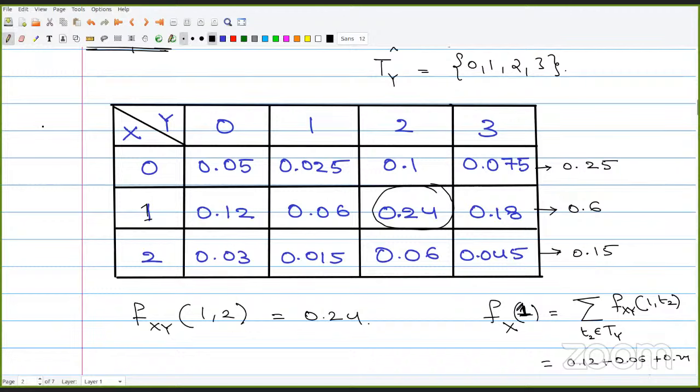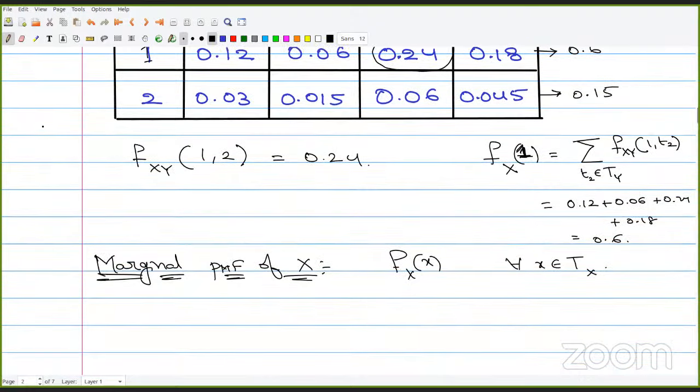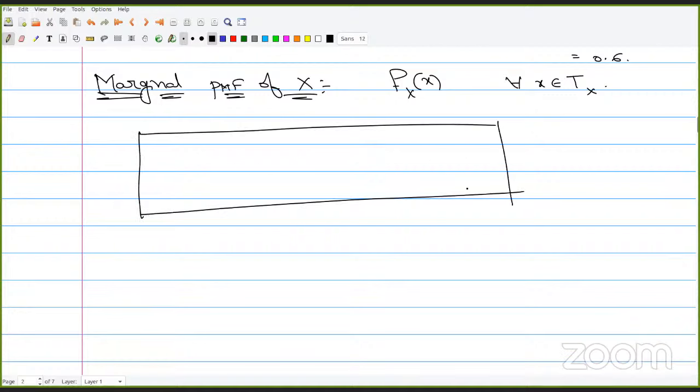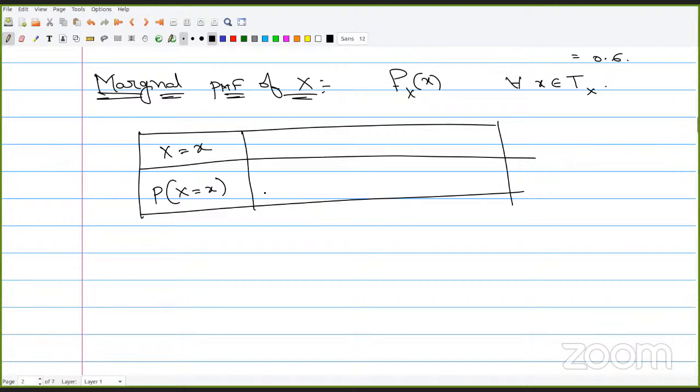Okay. So what will be the marginal PMF of X is this. So this is the marginal PMF of X, the probability that X takes x. Marginal PMF is nothing but the individual PMF of X. X takes 0, 1, 2 with probabilities 0.25, 0.6, 0.15. So this is the marginal PMF of X.